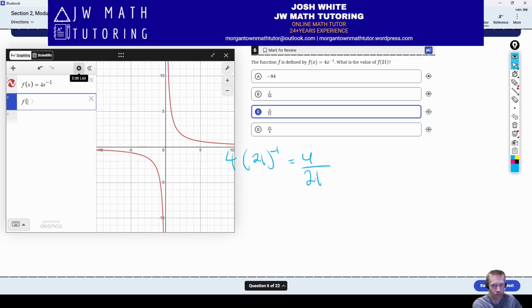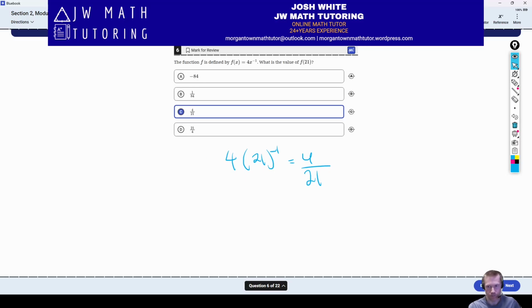Now, if you went to Desmos and you typed it in like this, and then you said f of 21, notice it gives you some random fraction, right? But if I just click the circle here, it gives you a decimal, and then you click the button to convert it to its appropriate fraction, and then you get 4 over 21, which you see as answer choice C.